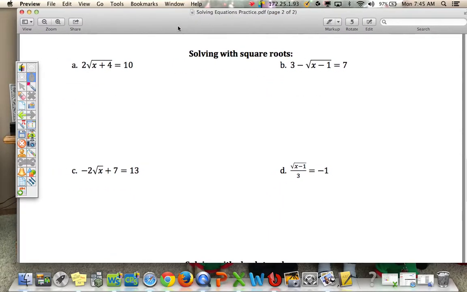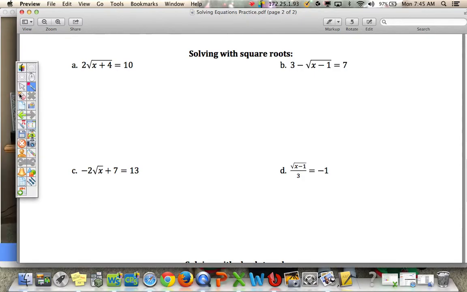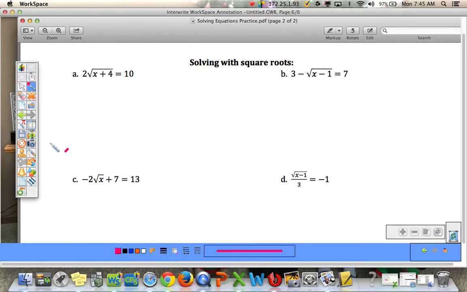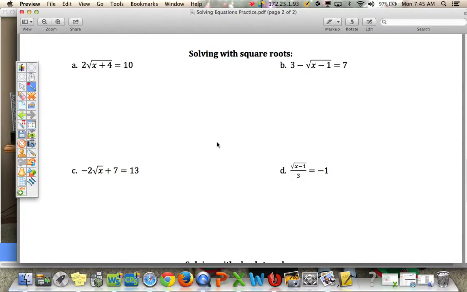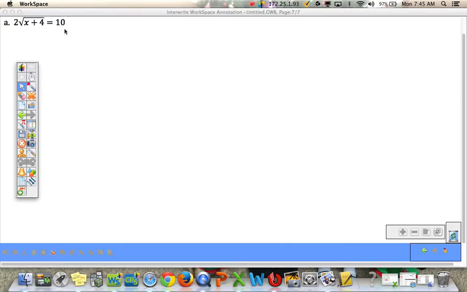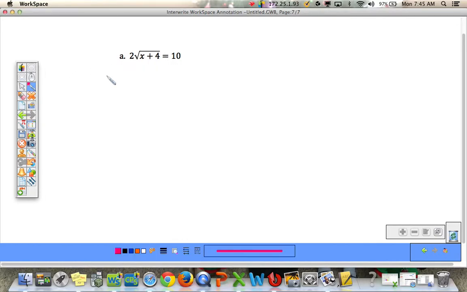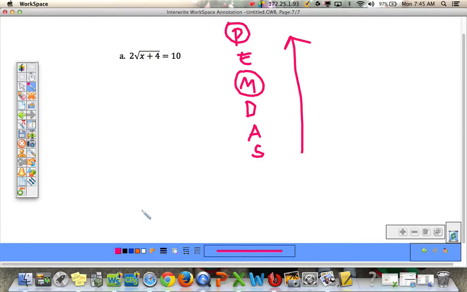Okay, two more types of problems. We're going to look at solving with square roots and then also solving with absolute values. So again, the first guy here, maybe I should take a screenshot, so let's do that. Okay, so again, we have our PEMDAS. So with this, we have multiplication. Remember, square roots are like parentheses. So here's how we're going to solve. Get rid of the multiplying first by dividing by 2. We have the square root of x plus 4 equals 5.